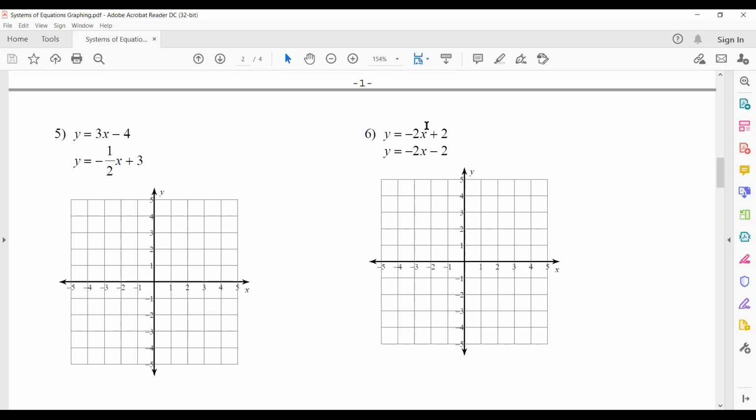So, okay, these both have the same slope, which means they're parallel, which means this is a no solution system because they never cross. They're both going to go up and to the left. One's going to cross here at -2. The other one's going to cross at +2. The other one's going to cross at -2. Up 2 over 1, up 2 over 1. They're both going to go that direction, up and out to the left. No solution.